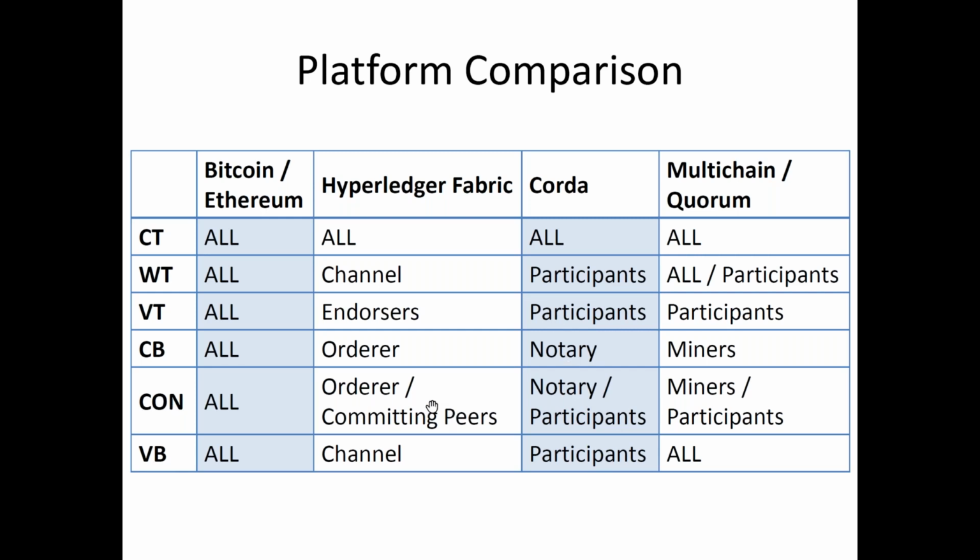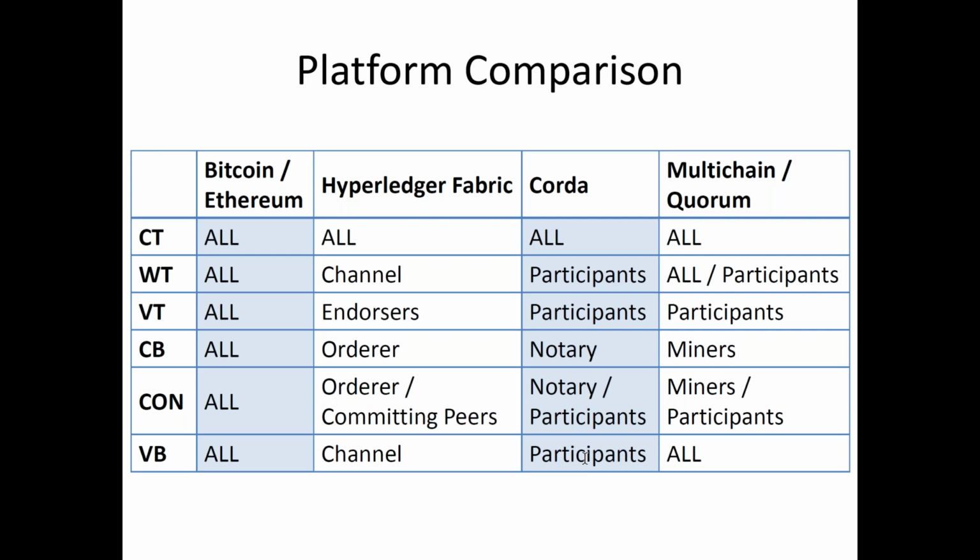Again, just like in the Hyperledger Fabric case, notary can participate in the consensus of whether all the inputs are valid or not, and the participants themselves validate the fact that given these inputs, these are the valid outputs that come out of the transaction. And finally, who can view the contents of the block? I mean, technically there is no notion of a block in Corda.